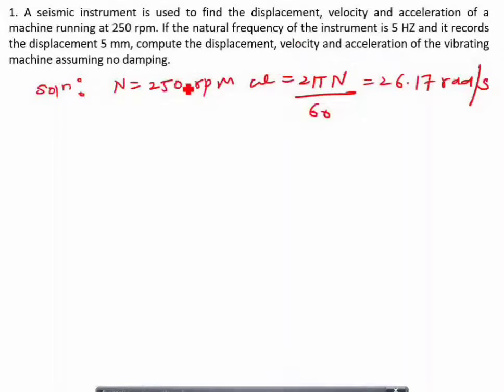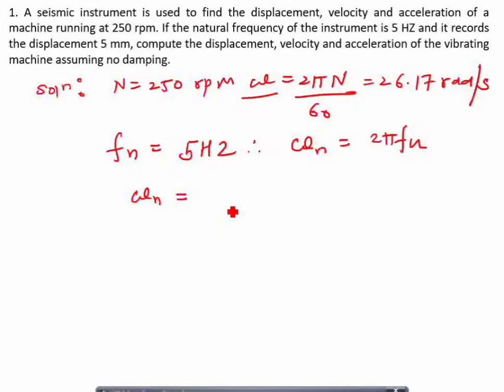The natural frequency of the instrument is 5 Hz, right? So this omega is the excitation frequency, and the natural frequency they have given is fn equal to 5 Hz. From this you can easily find omega n, the natural frequency in radian per second, that is equal to 2 pi fn. So omega n is equal to 2 pi into 5, that is 10 pi. So that becomes 31.41 radian per second.